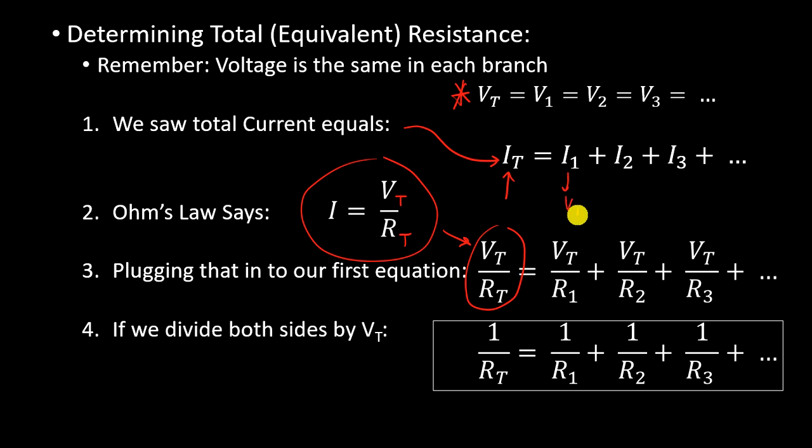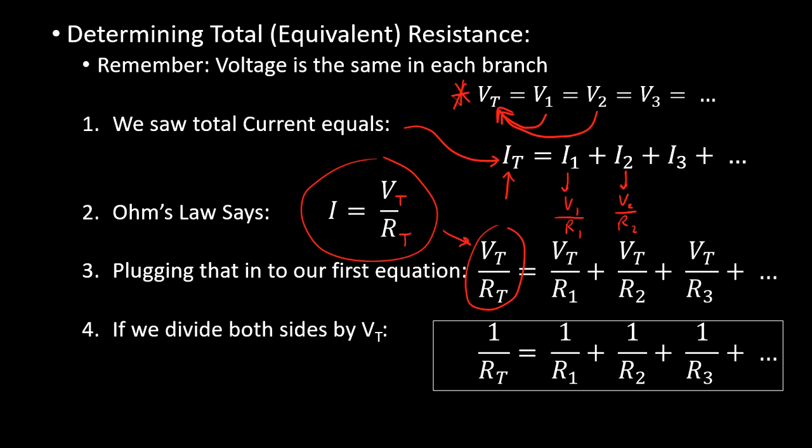I1 is V1 over R1. But wait a minute. V1 is V total. They're equal. So instead of writing V1, I'm just going to put V total. So here I1, that's the same as V over R, V total over R1. For I2, I could put V2 over R2. But, oh man, V2 is V total. So I can keep all the same V's up here. And I'm left with this expression.